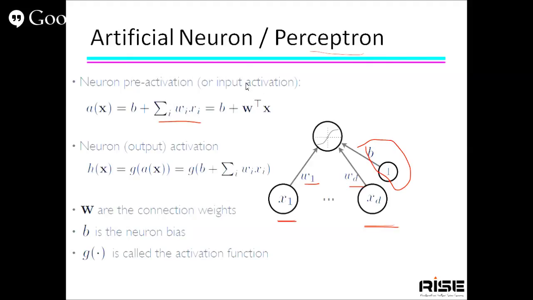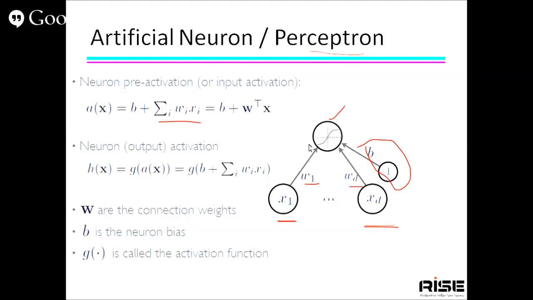So the neuron pre-activation or input activation is given by b plus summation over i of w_i x_i. If you're familiar with the matrix notation, this is nothing but b plus w transpose x. w is a vector and x is a vector, each of size d. Once you have this activation, this is similar to the accumulation phase in the biological neuron. The biological neuron accumulates the spikes from the neighboring neurons. In a similar way, this particular neuron has accumulated this pre-activation.